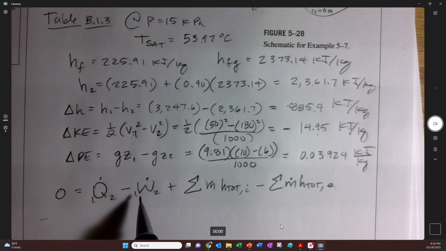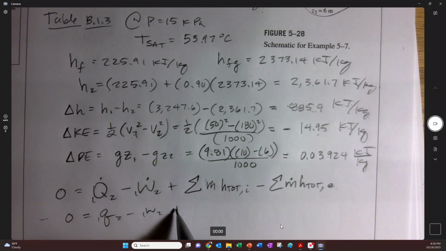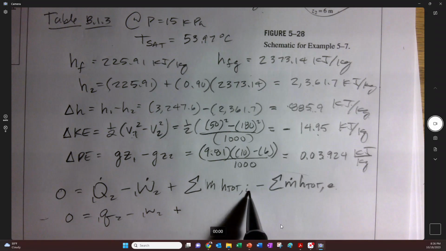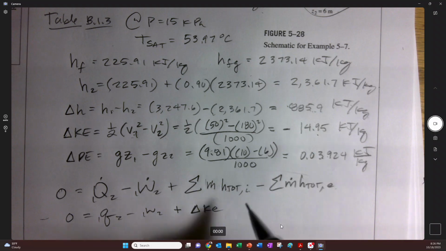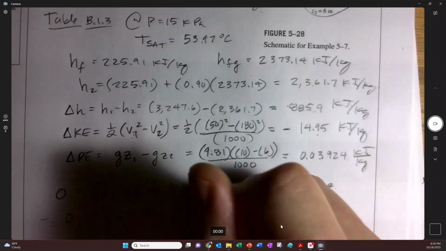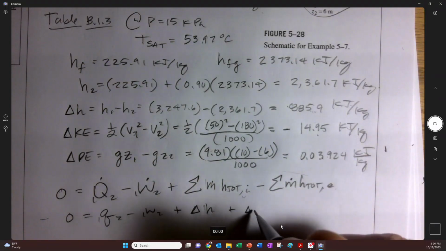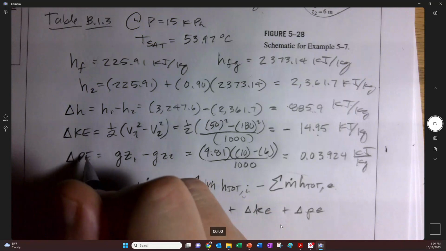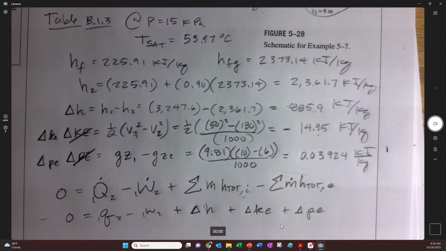But you could also go on a per mass basis, Q 1 to 2 minus W 1 to 2 plus, and this is all of these things, right? There's inlet to outlet. We did inlet to outlet on all of these. So we go delta H plus delta KE plus delta PE. I wish I'd written out delta KE and delta PE.